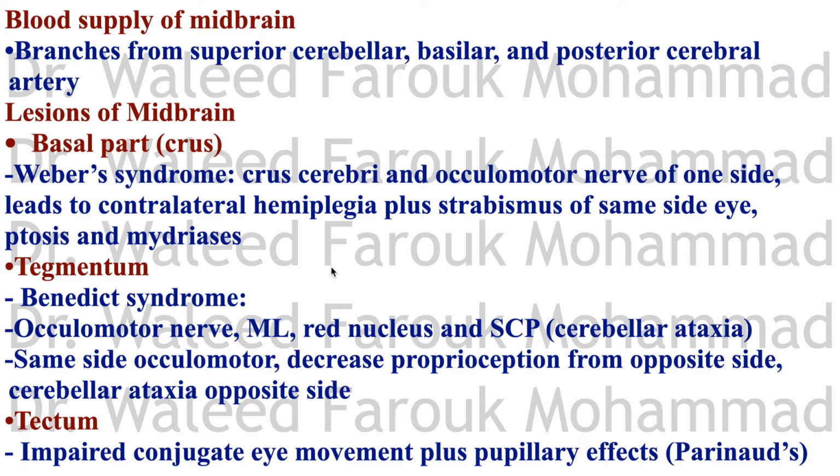Lesions in the tectum are impaired because, remember, the superior colliculi, I told you they control the convergence in accommodation reflex. So impaired conjugate eye movement plus pupillary effects is called the Parinaud's pupil. These are a few lesions of the midbrain, so as to know the effect of impairment of the blood supply of the midbrain.